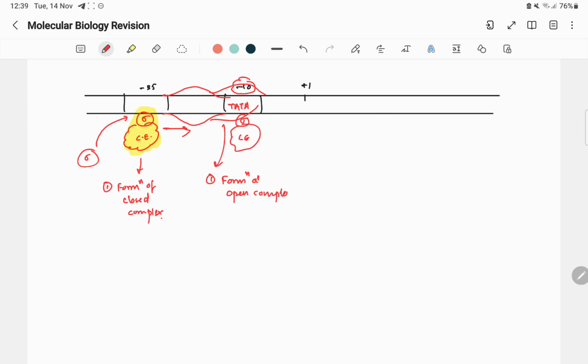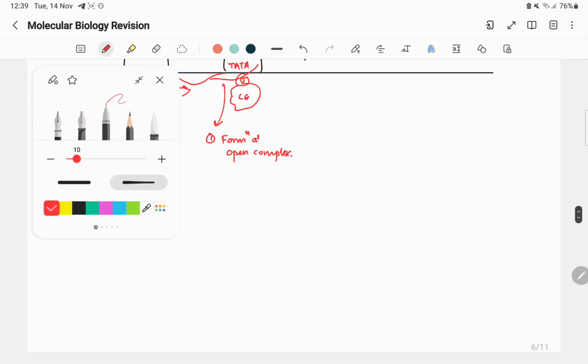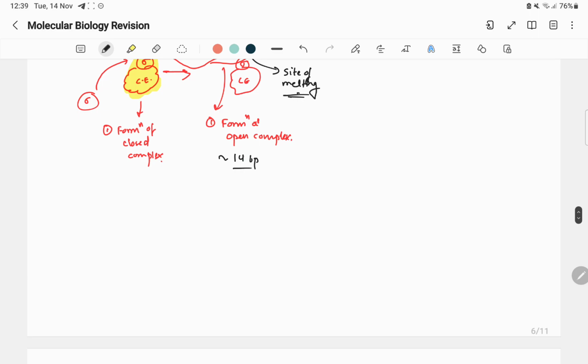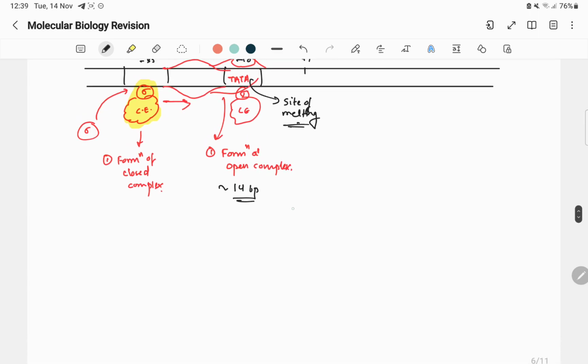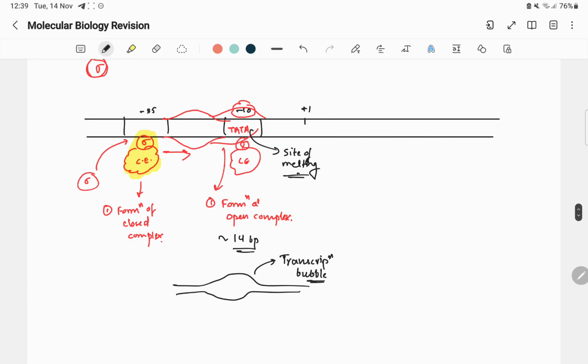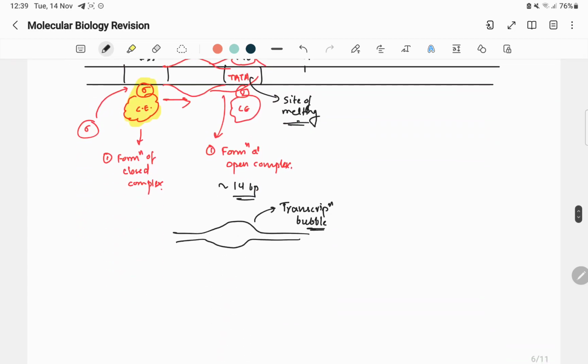How is the open complex formed? The TATA box is a site of melting, and melting means unwinding of the DNA strands. About 14 base pairs of DNA get unwound here, and such a structure is formed. This is called the transcription bubble. So transcription bubble formation is seen in this region, after the closed complex is formed.